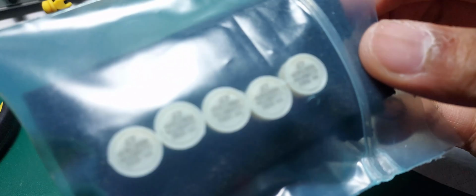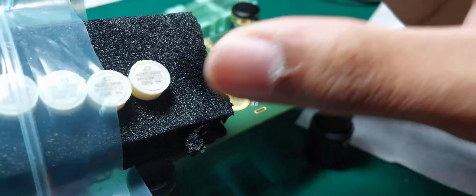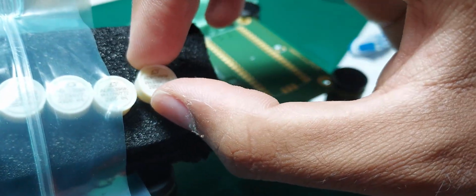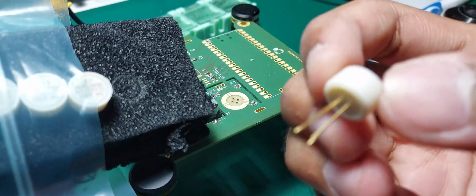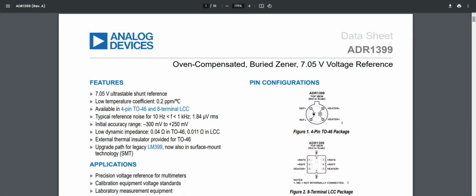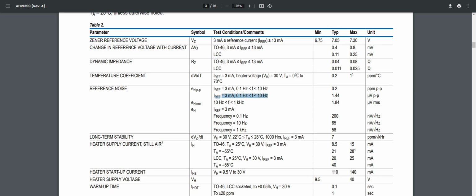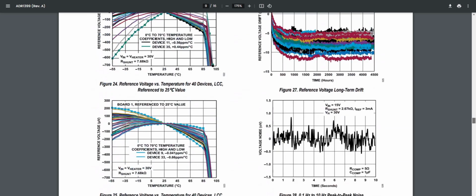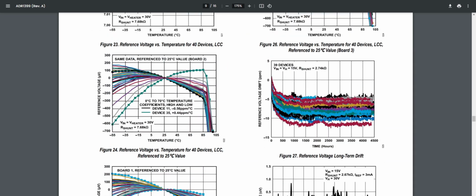The 7-volt Zener in question is the ADR1399, ADI's improved successor to the classic LM399. The ADR has LTC level noise in the same easy to use 2-terminal reference for the affordable price of 20 euros per piece. The datasheet also hints at very good long-term stability.